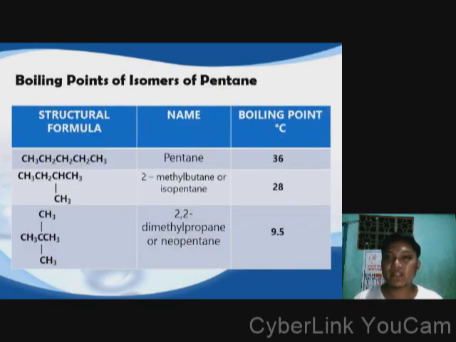Okay? Your pentane. Tignan nyo yung pagkakaiba ng 2-methylbutane or your isopentane, 28. Diba? Isa lang ang branch. Isa lang ang branch, mataas ang boiling point. Nung naging dalawa ang branch, naging mas mababa yung boiling point. Did you get that? Did you get the trend? Okay.